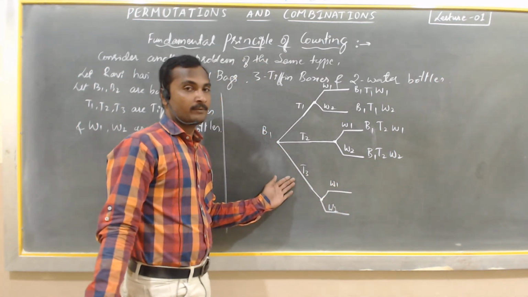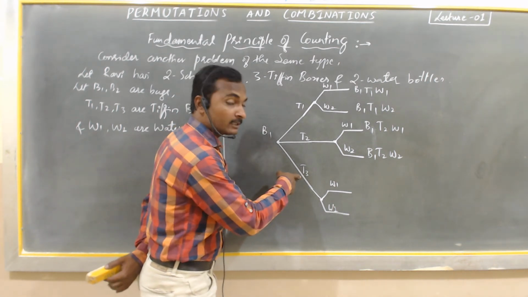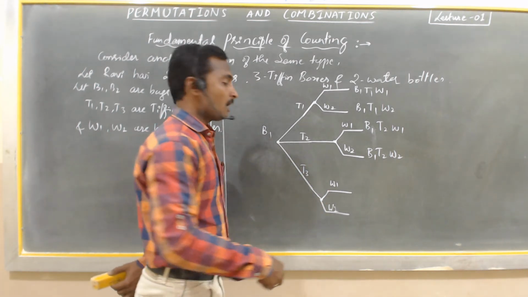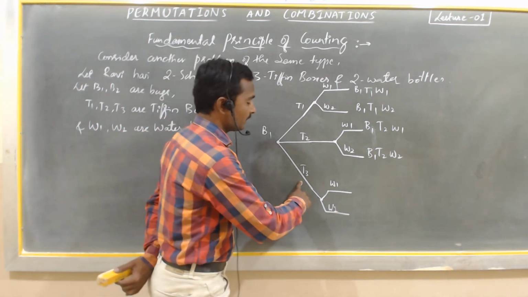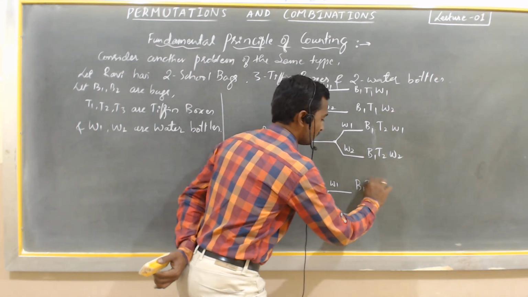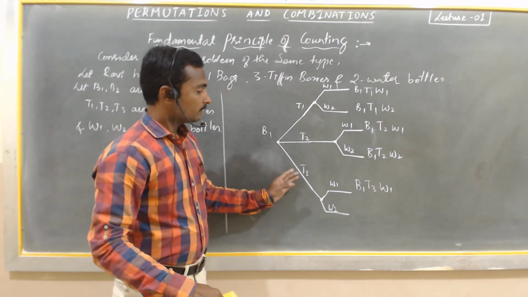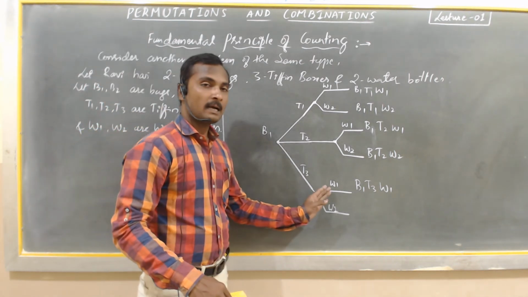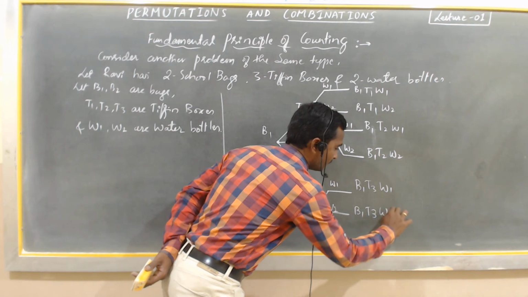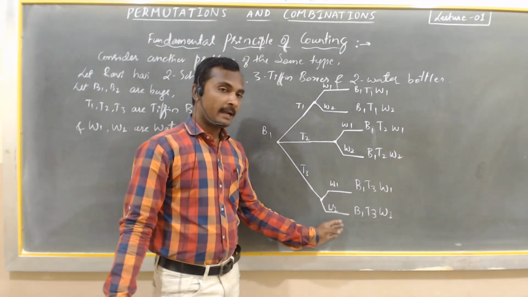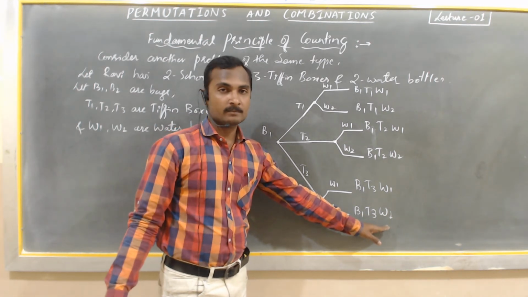Come back to the third tiffin box. Along with the first bag and the third tiffin box, there are two water bottles available, out of which he has to pick one. Therefore, B1, T3, W1, the first bag, third tiffin box, and the first water bottle, is one combination. Similarly, B1, T3, W2, the first bag, third tiffin box, and the second water bottle is another combination. Look at this example.